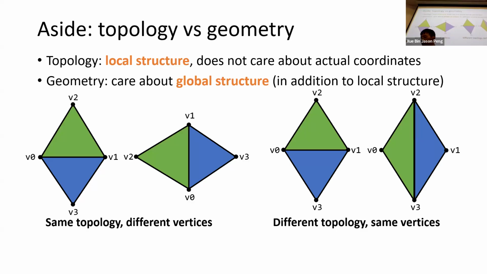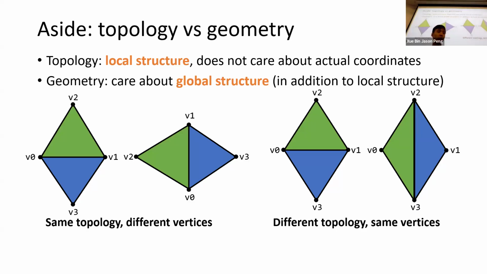So next, let's take a look at a different pair of meshes. In this case, we have two different meshes, but in the second mesh, we have removed one of the edges that connects vertex 0 to vertex 1, and we introduce a second edge connecting vertex 2 to vertex 3. So in this case, the coordinates of the vertices are the same, the positions of the vertices have not changed, but the connectivity of the vertices has changed.